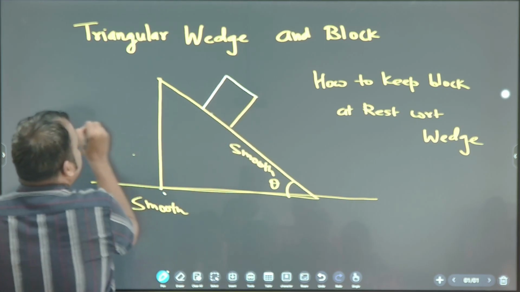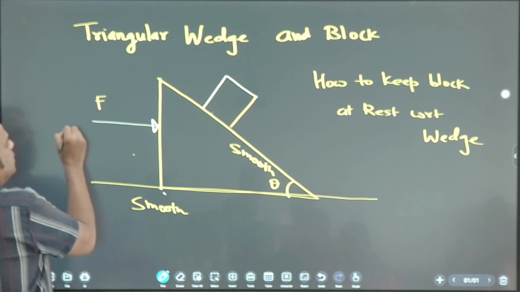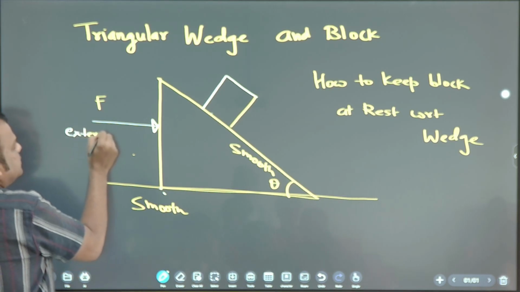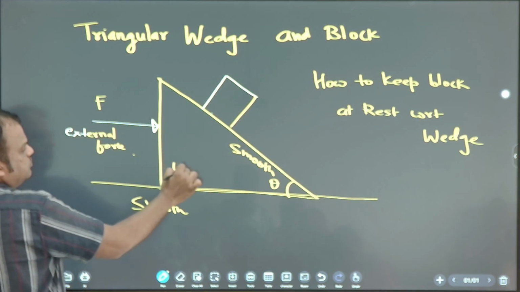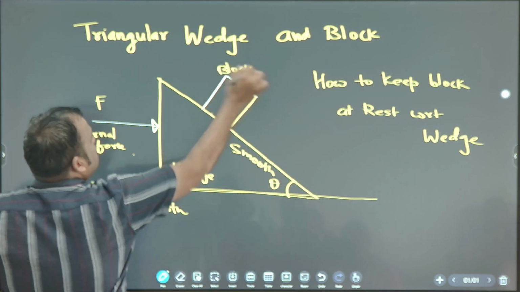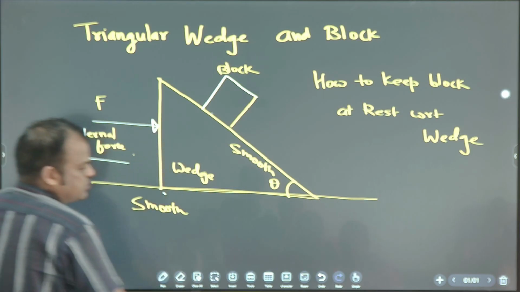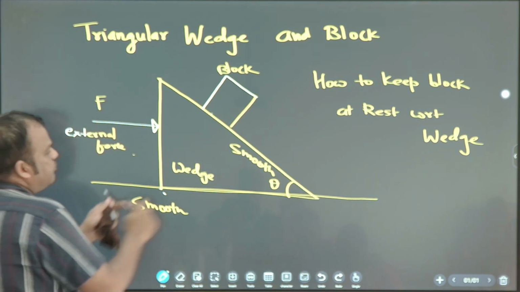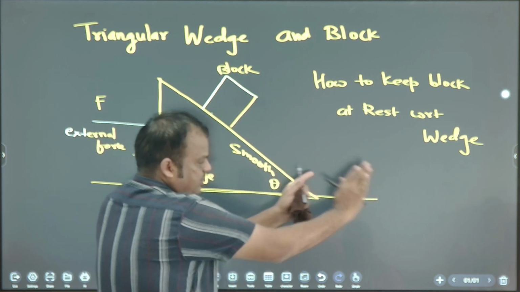So you have to exert force from here. This is the external force. You are exerting force on what? The wedge. This is the wedge and this is the block. You are pushing the wedge like this, so the wedge will accelerate to the right side.